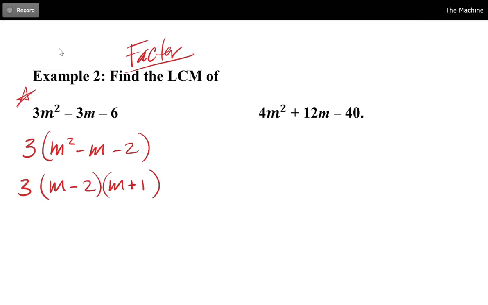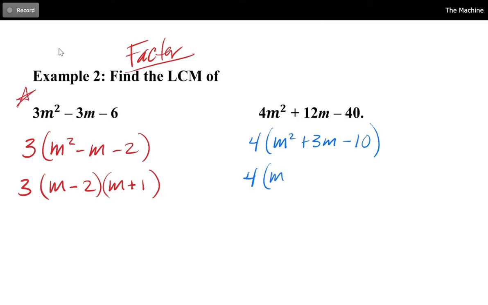Now let me do the one over here on the right. And again, I have a greatest common factor of 4. So let me factor out a 4. I get m squared plus 3m minus 10. Okay, now carry along the 4, don't leave it behind. Are there factors of 10 that when I subtract them give me 3? Yes, it would be 5 and 2.